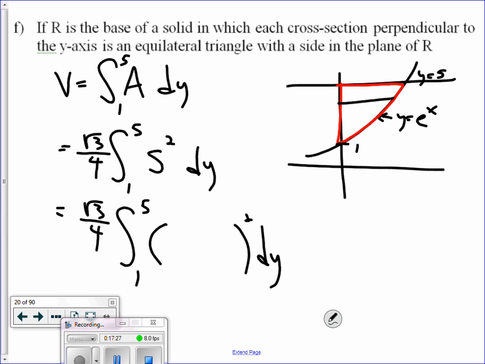Now, it's a dy problem. How am I going to get the length of that side? x right minus x left. So you look at your strip here. What does x right equal? Well, it's on the graph of y equals e to the x, so x equals the ln of y. So x right is ln of y, and what's x left? 0.